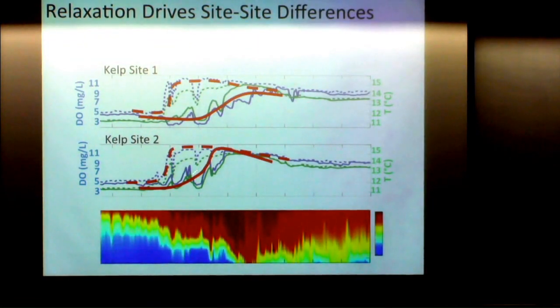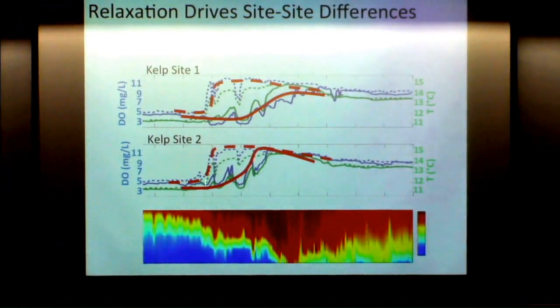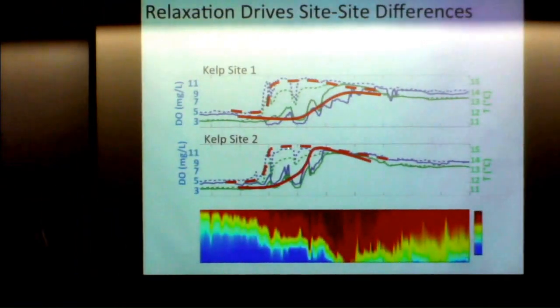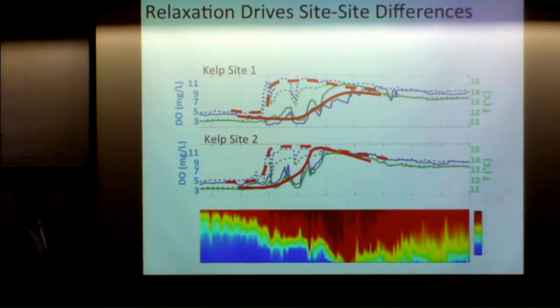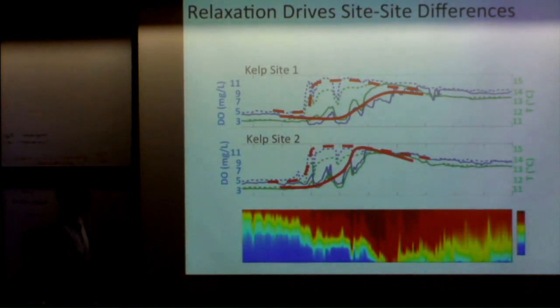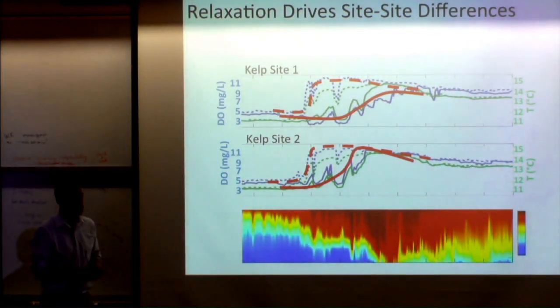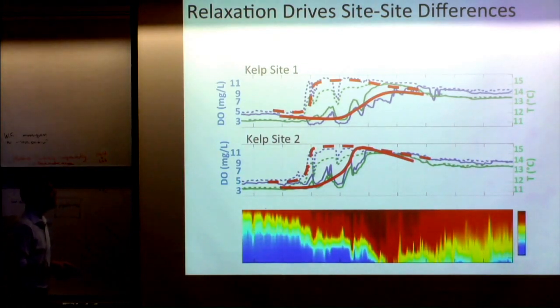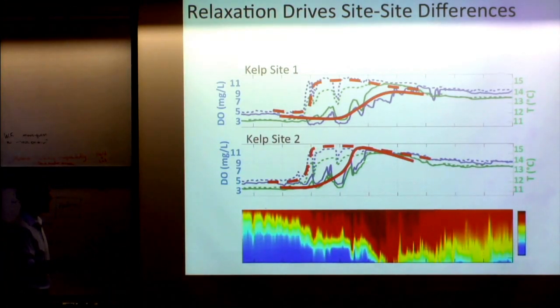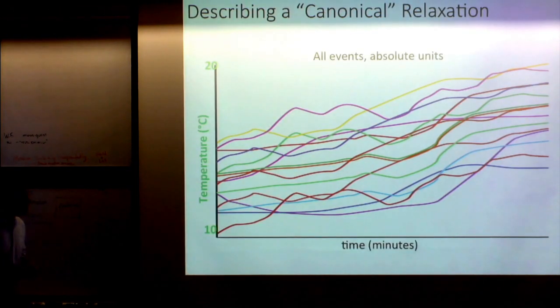And it's really the difference between these two sites, we see that the ridge sensors have a very similar dynamic where they jump up to their higher readings. It's really the differences at the trough sensors and how they recover that drives differences in the temperature and oxygen from site to site. And so it's these trough relaxations that we're going to be comparing.